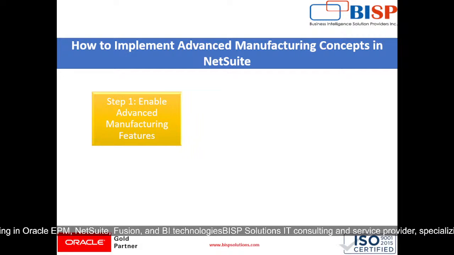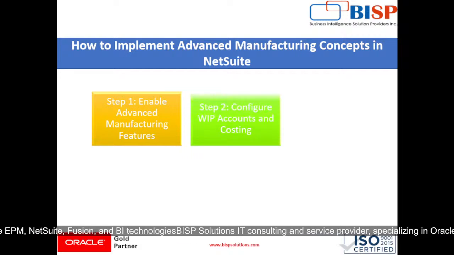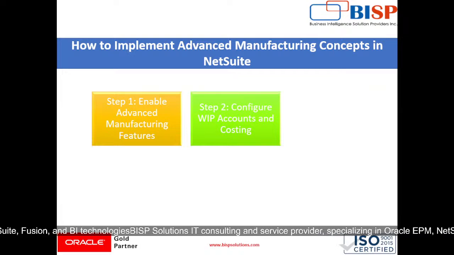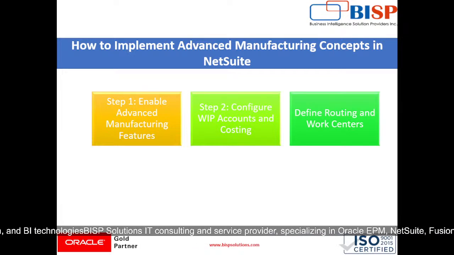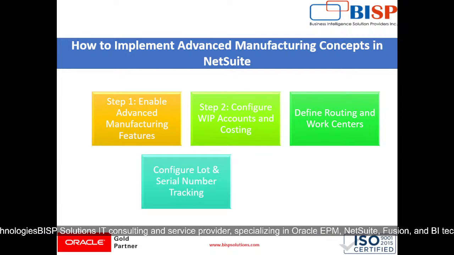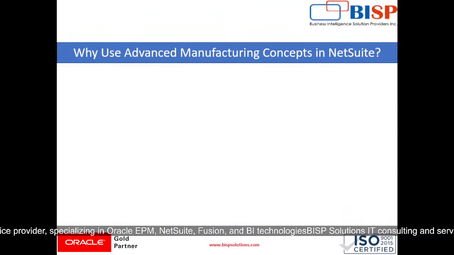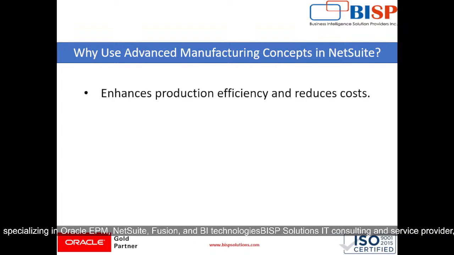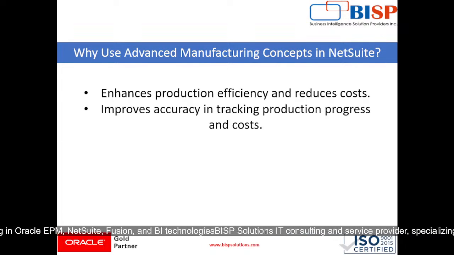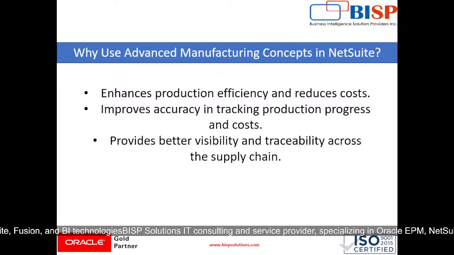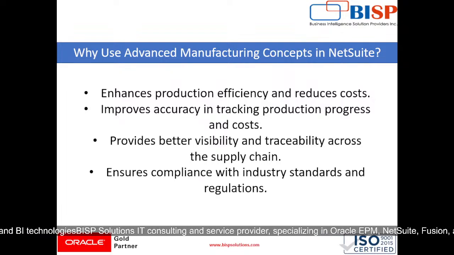Next comes how to implement advanced manufacturing concepts in NetSuite. First, we have to enable advanced manufacturing features in NetSuite. Then we have to configure WIP accounts and costing. Then we have to define routing and work centers. After that, we have to configure lot and serial number tracking. After that, we have to define production yield and scrap tolerance. So why use advanced manufacturing concepts in NetSuite? It enhances production efficiency and reduces cost. It improves accuracy in tracking production progress and cost, and it provides better visibility and traceability across the supply chain. Lastly, it ensures compliance with industry standards and regulations.